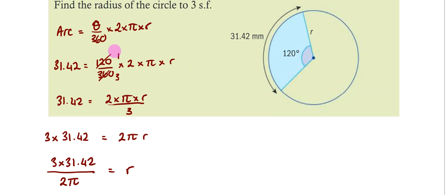So, here's my solution. Arc equals theta over 360 times 2 pi r. Replace the arc with 31.42. 120 over 360, times 2 pi. That simplifies to 1/3. That's the 2 pi r bit divided by 3. Times by 3 both sides. Then divide by the 2 pi. You get that. You all agree at that stage? Follow that through. And if we then work out what r is, what do you get?